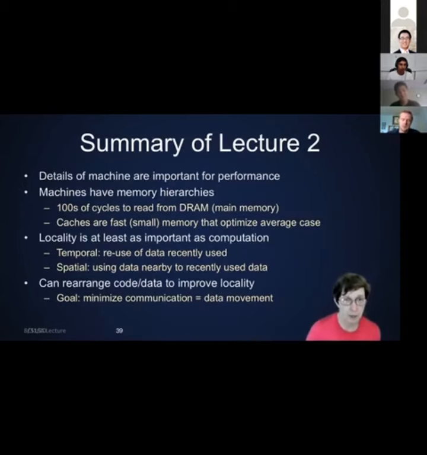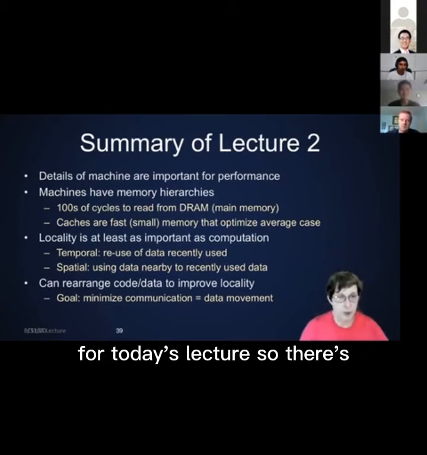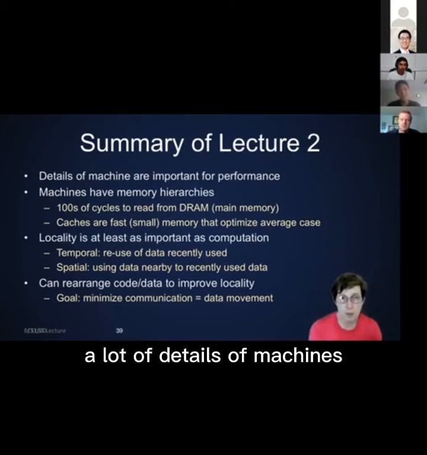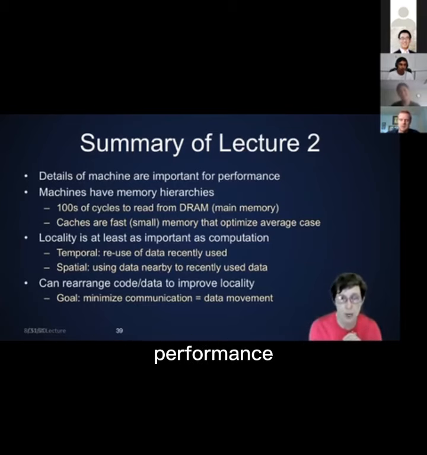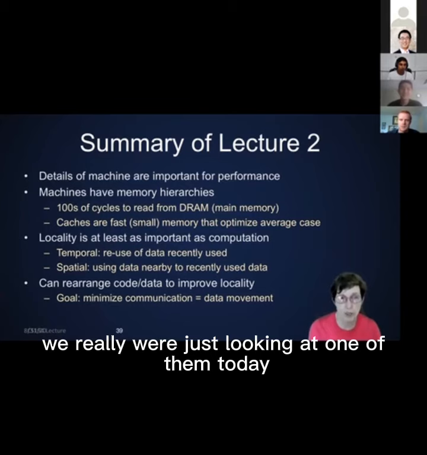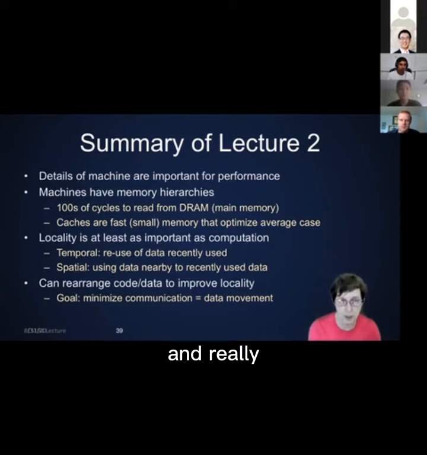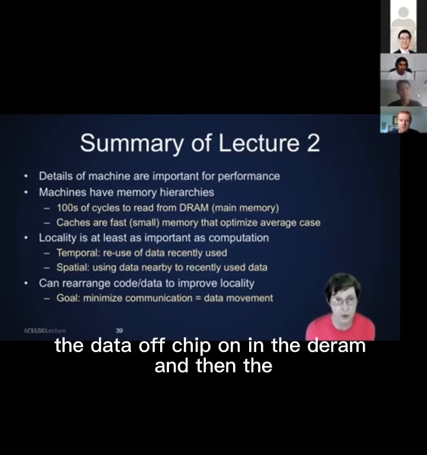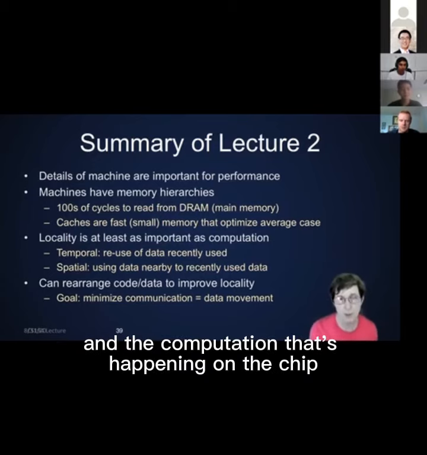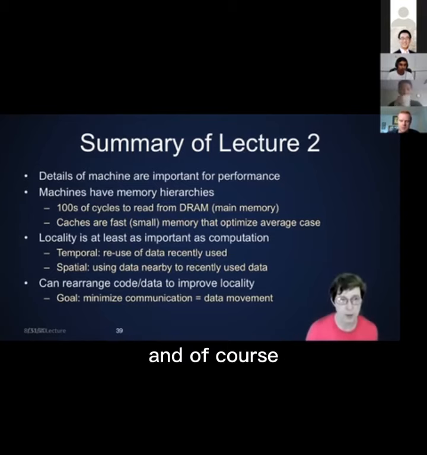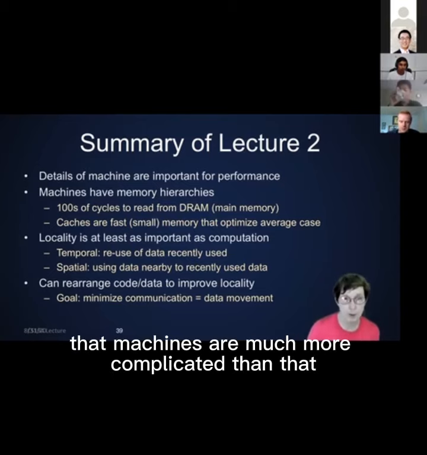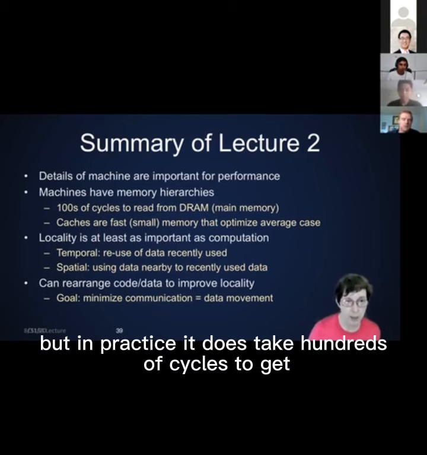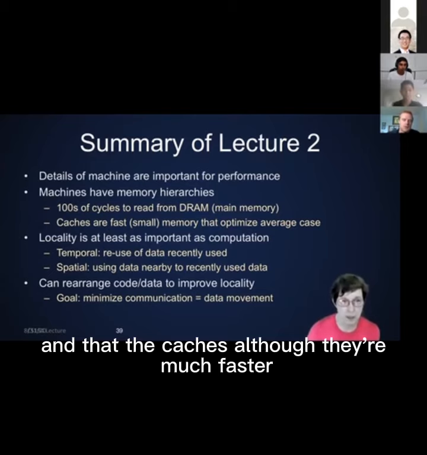So just to wrap up for today's lecture. There are a lot of details of machine architectures and microarchitectures that are going to be important for performance. We really were just looking at one of them today, which is the memory system, and really just thinking about it as a single memory hierarchy. That is the data off chip in the DRAM, and then the computation that's happening on the chip. And of course, we know that machines are much more complicated than that.